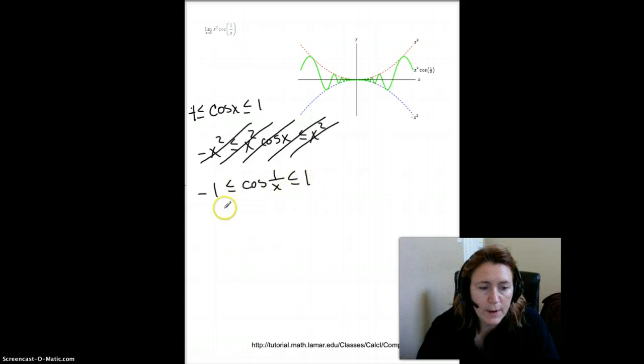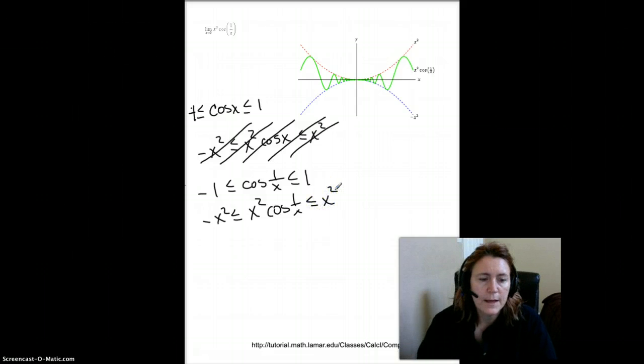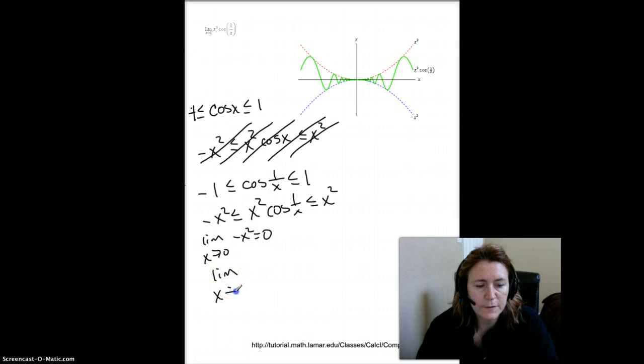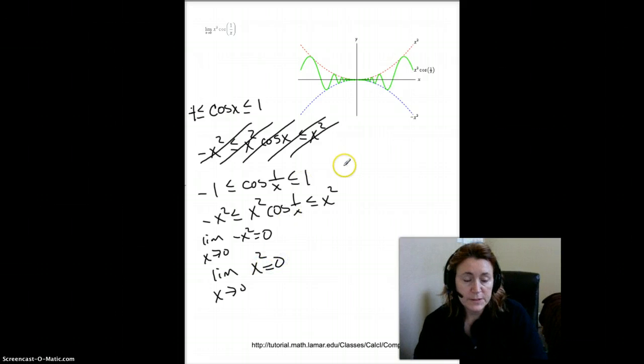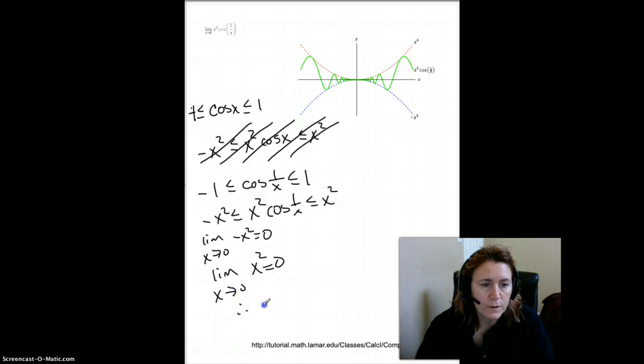So now I go through and multiply through by x squared. So negative x squared is less than or equal to x squared cosine 1 over x less than or equal to x squared. Now I know the limit as x goes to 0 of negative x squared is 0. And I know the limit as x goes to 0 of x squared is 0. So by the squeeze theorem or the sandwich theorem, the limit as x goes to 0 of x squared cosine 1 over x is 0.